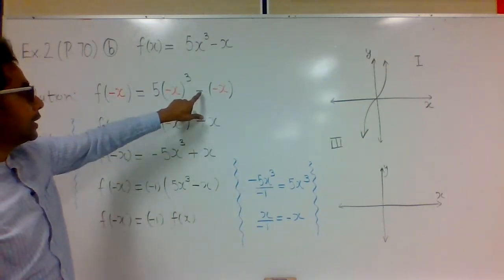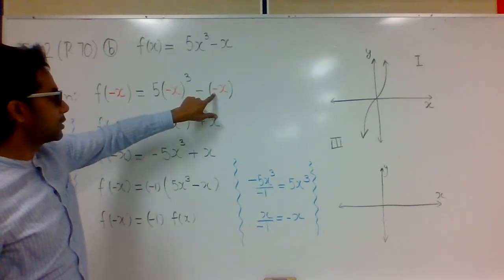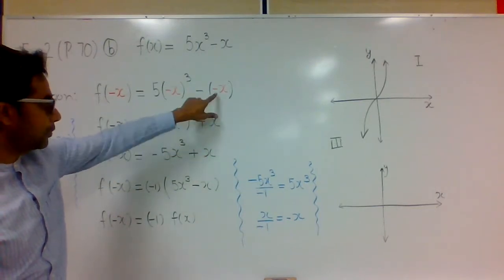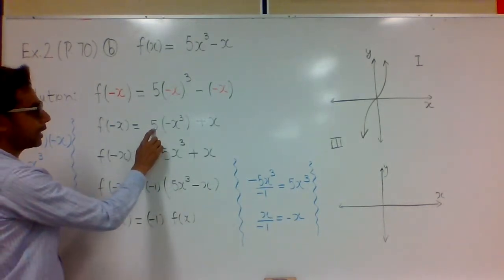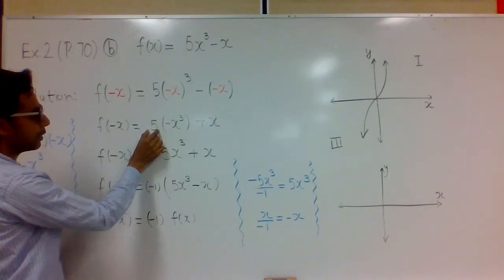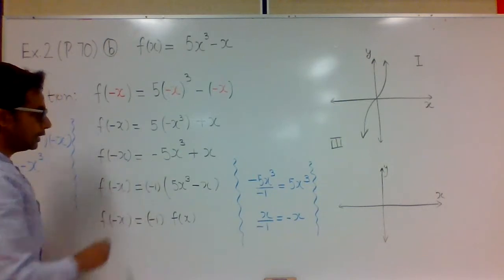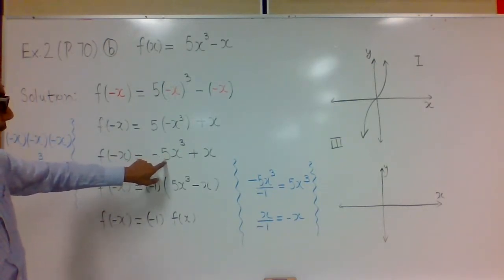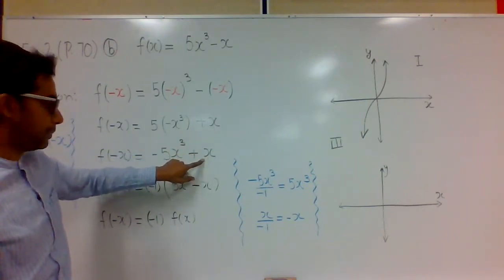Okay, over here, minus multiplied by negative is going to give you plus. So from here we have plus x. Now we multiply 5 by negative x cubed. 5 is obviously positive, this is negative. Positive multiplied by negative is going to give you a negative number. So we will end up getting negative 5x cubed and then carry plus x to the next step.